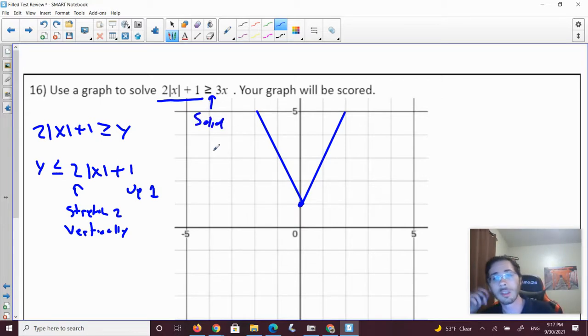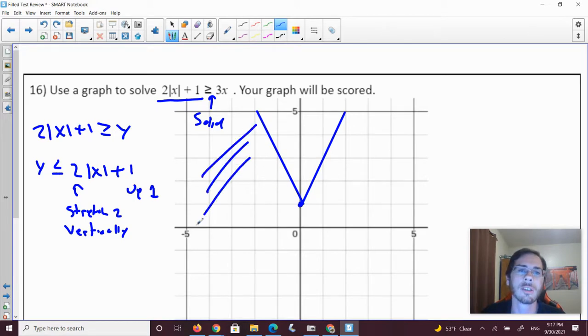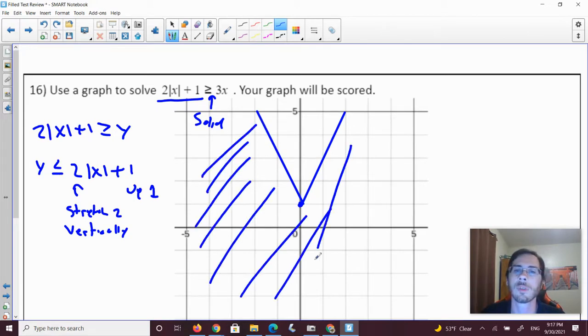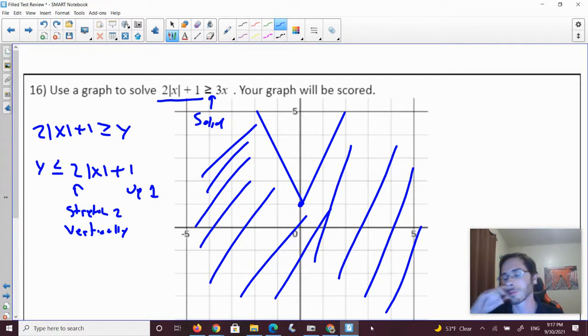Next I have to shade, because with the inequalities I have to shade. The nice thing is when we put the y on the left side, I can tell that I'm just shading down. So I'm shading everything that's below there. That's what that one is.